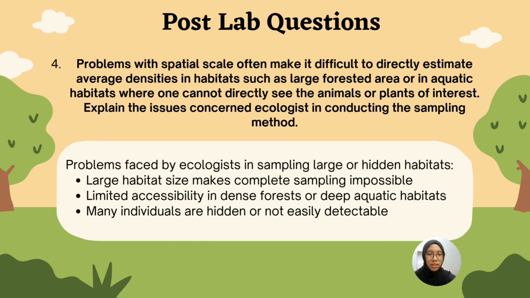Question 4 discusses the problems with spatial scale. Ecologists often struggle with large scale habitats like deep oceans or dense forests. In these cases, it's impossible to sample everything because the area is too big, accessibility is limited, and many organisms are simply hidden from view.